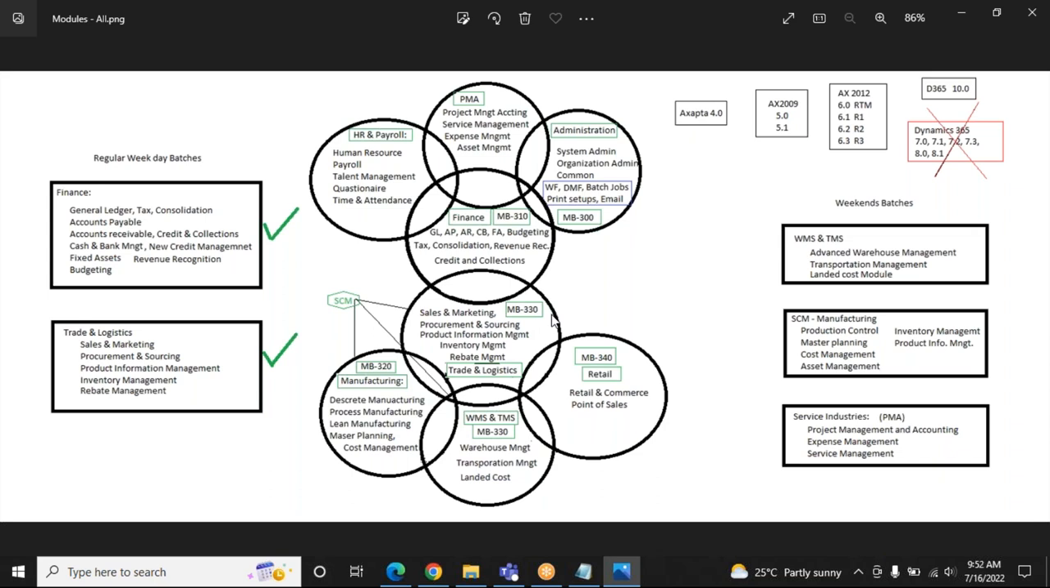So after going through your training, suppose for trade and logistics, the certification you told, MB 330, is that enough to go for the exam and just write? To be frank, for T&L, you need to have this knowledge also: warehouse management, transportation management, landed cost. But for finance, MB310, you can go.